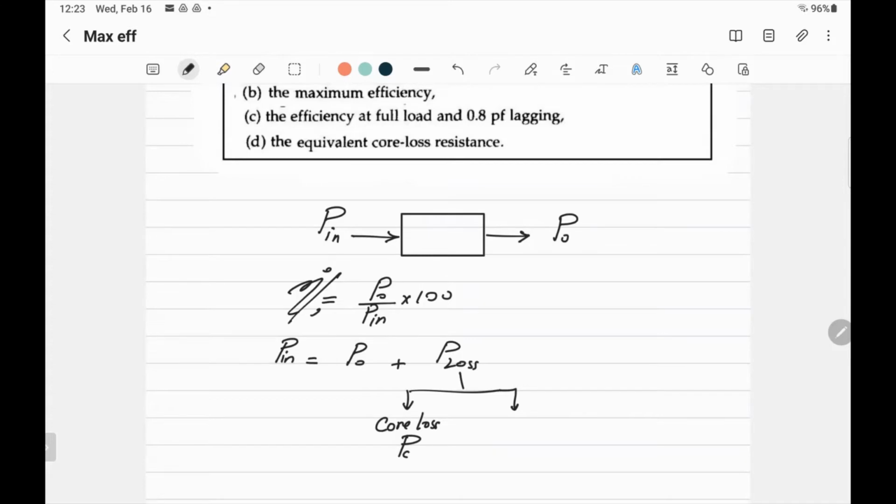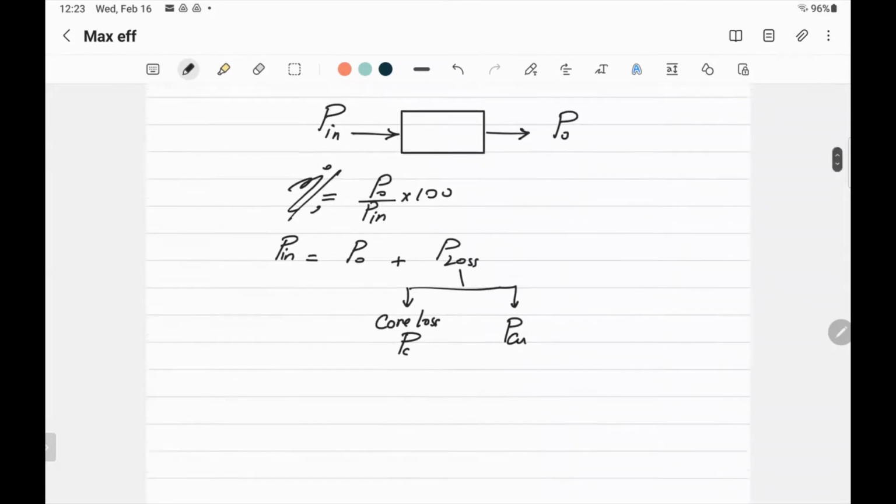It's lost because it produces heat when you put the voltage, but without load. Once you put load, you add more loss because the current flows in the winding, and windings we said before, are made of wire. And the wire has a resistance. So we have copper loss. So we got two losses: core loss and copper loss in a transformer.